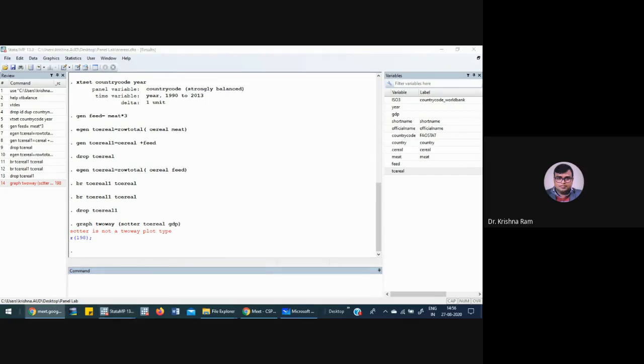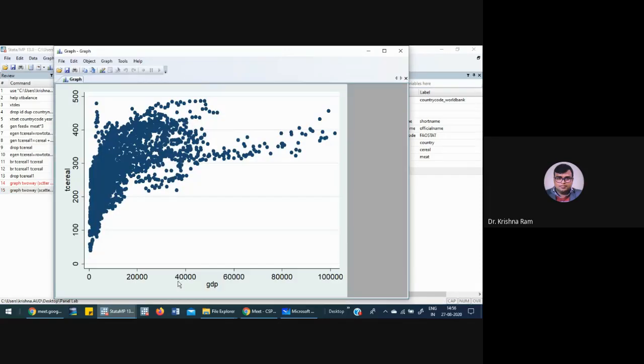So it's showing that scatter is not a two-way because I made a mistake. So this one is scatter, SCATTER. Okay, total cereal, CEREAL. So look, it looks like this.